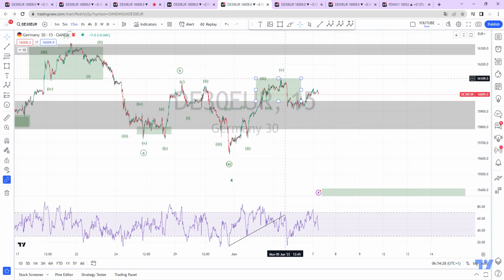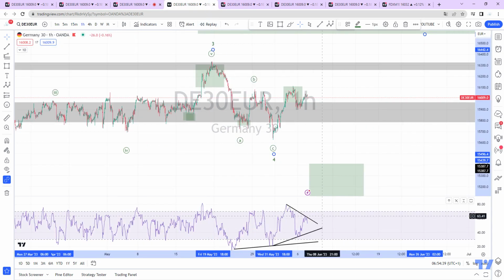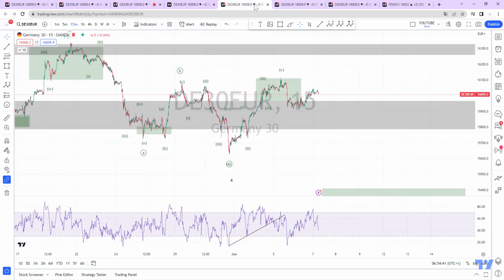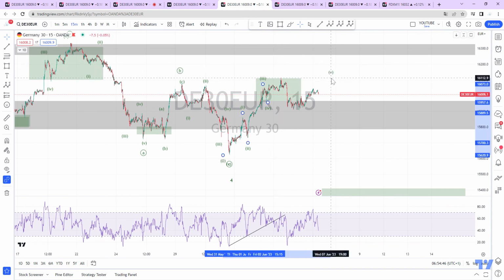But for those who are not short yet, I told you to wait for one more high that ends with divergence here on the 1 hour. Then our count would look like this actually.